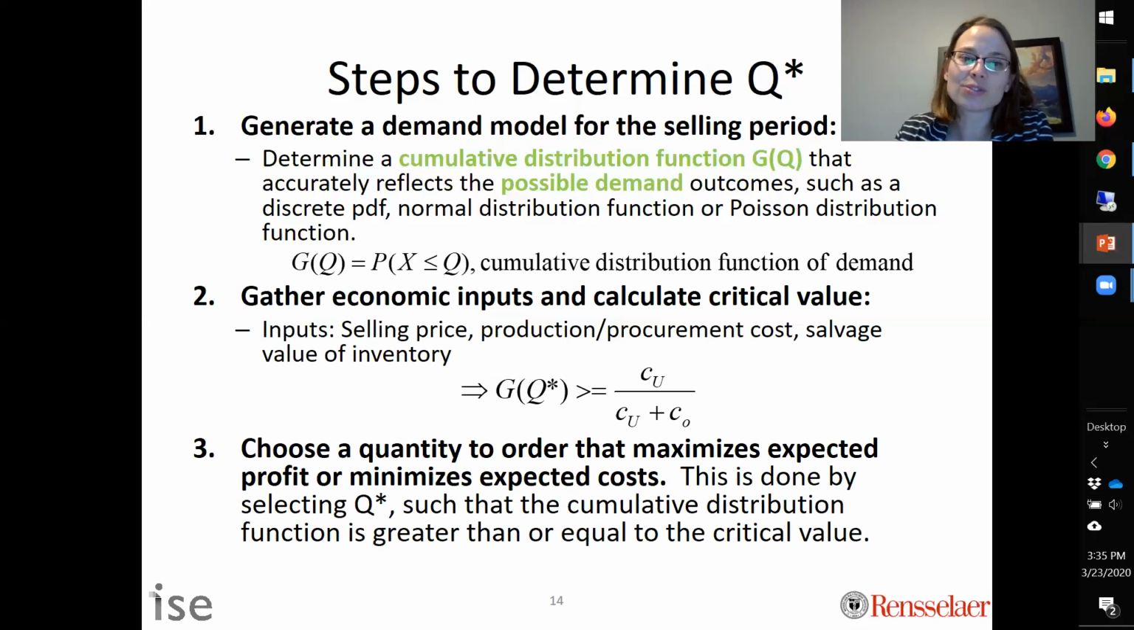Then we need to choose Q star, which again is the quantity to order that maximizes expected profit or minimizes expected cost. That is done as long as we select Q star such that the cumulative distribution function is greater than or equal to the critical value. So as long as we set Q star using the critical value, we will always be maximizing whatever our objective is, either maximizing expected profit or minimizing expected cost.